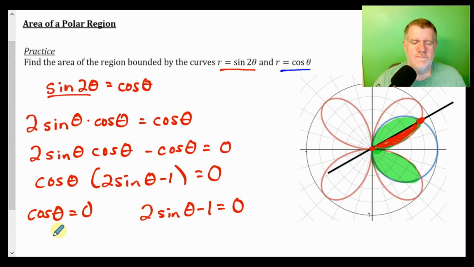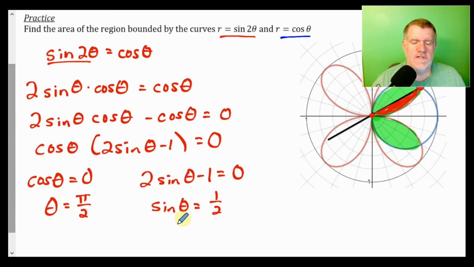All right. Cosine would equal 0 at theta equals pi over 2. And if I solve this, I get sine of theta equals 1/2. Where is the sine equal to 1/2? Well, the sine is equal to 1/2 at pi over 6. So this is pi over 6.